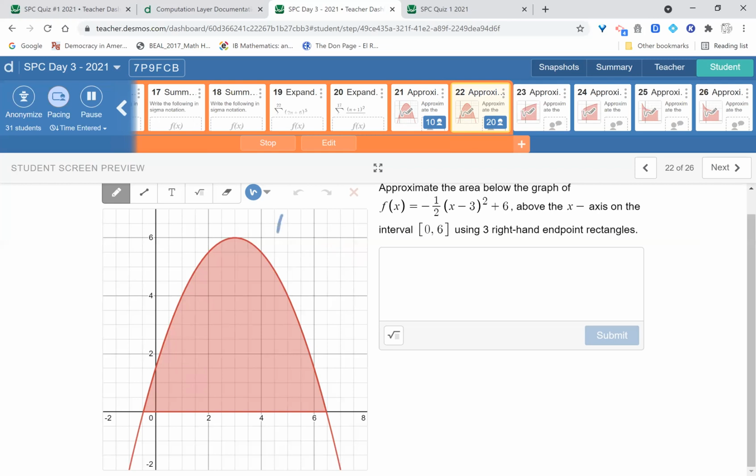I would start it all the same way. I would still calculate my delta x. That's still going to be 6 minus 0 over 3. So my delta x is 2. My x sub 0 is always the left-hand endpoint, so I'm starting at 0 because my left endpoint is 0. And then I keep adding delta x. So I add 2 to get 2 for x sub 1. I add 2 again to get 4 for x sub 2. I add 2 again to get 6 for x sub 3.